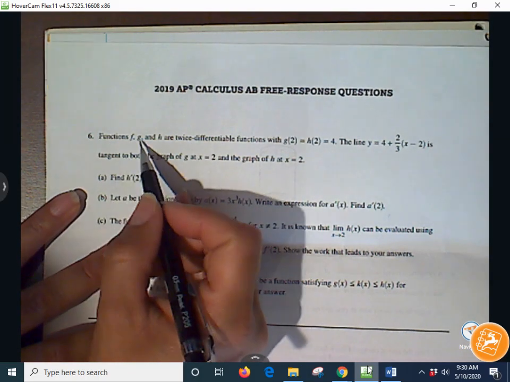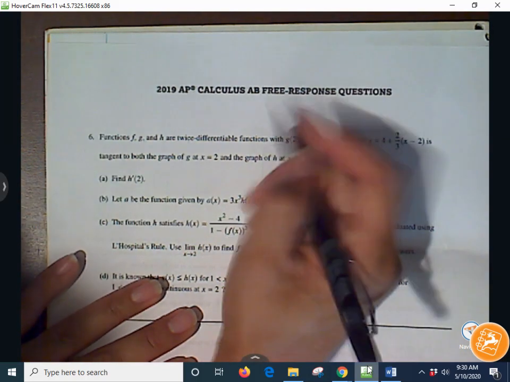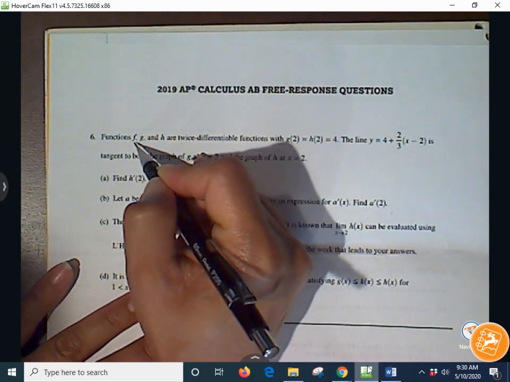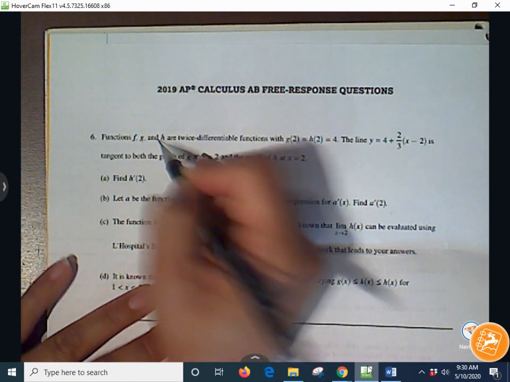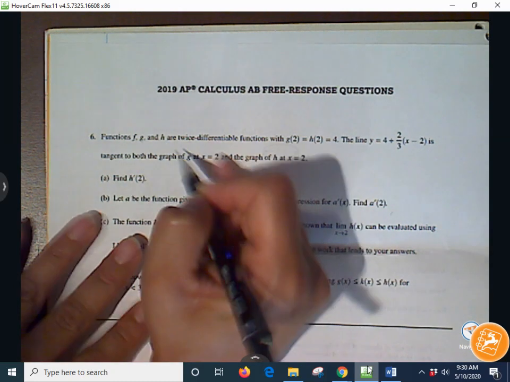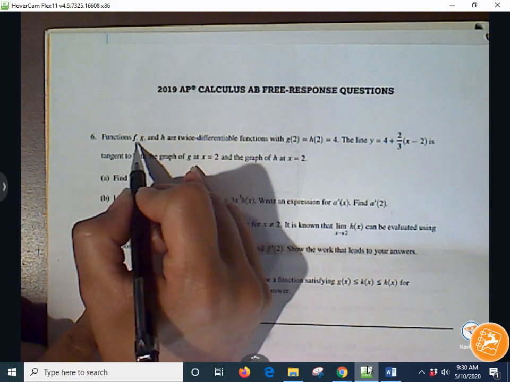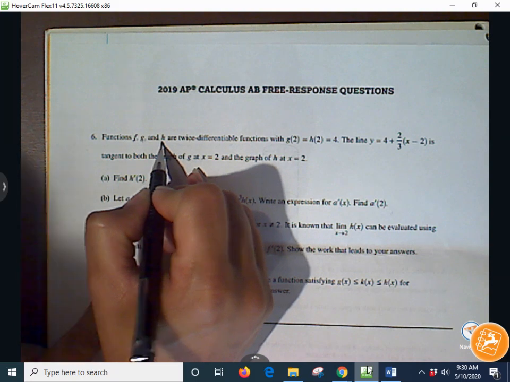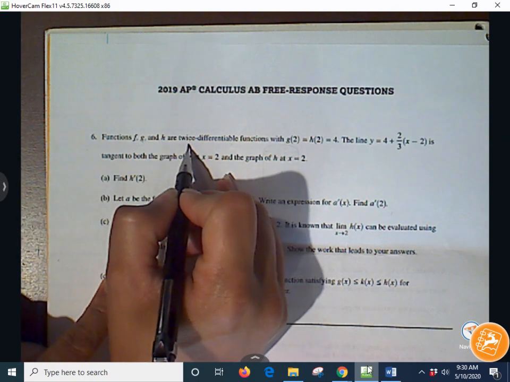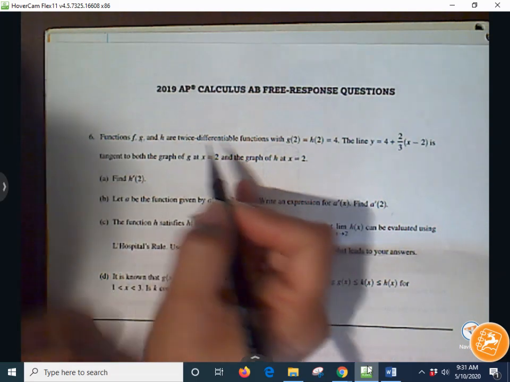Functions f, g, and h are twice differentiable functions. So before we continue, twice differentiable means that all three of these, you can find their second derivative, which also means, you have to remember what twice differentiable implies, that these functions are all continuous, and since it's twice differentiable, then their first derivative is also continuous, okay?